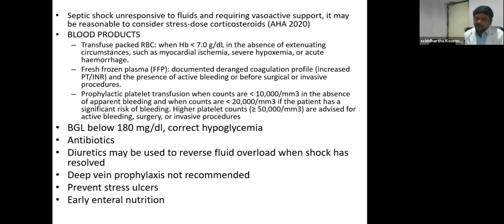And once the patient's shock has been resolved, we should look for any signs of fluid overload. If there are any signs of fluid overload, we could use diuretics to reverse this fluid overload. Deep vein thrombosis prophylaxis is not routinely recommended in these patients. We have to give prophylaxis to prevent stress ulcers in patients of shock. We should start early enteral nutrition as soon as the patient is stabilized, even if the patient is on vasopressors.